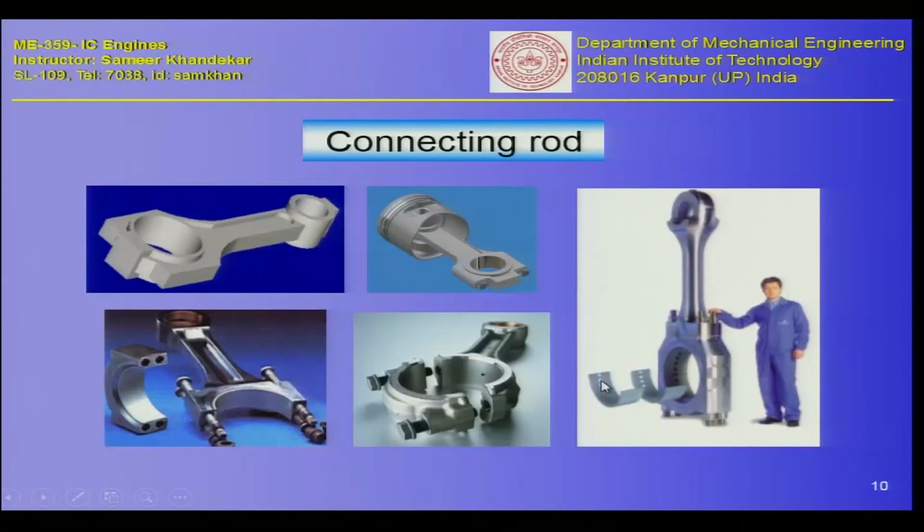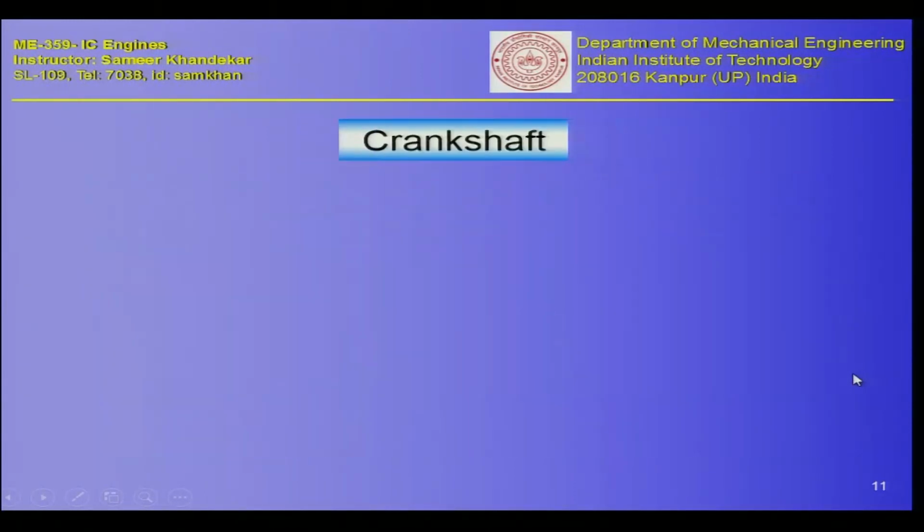You can see some holes in it. These holes are also there, matching holes are there in the connecting rod. These are for the oil to come and lubricate the crankshaft, which will be connected in the bottom half of the connecting rod. So this is a very typical shape of the connecting rod.